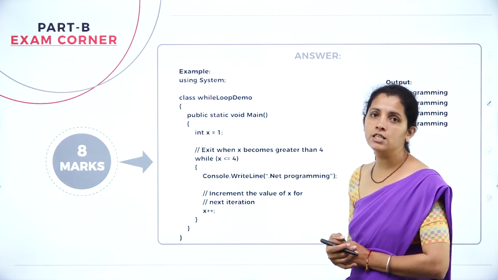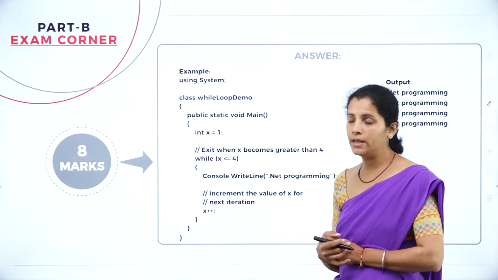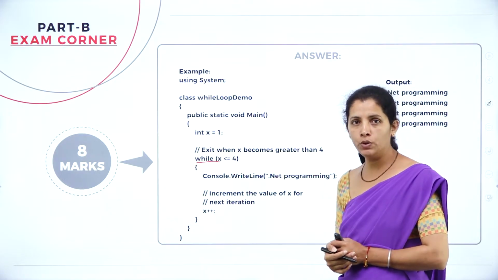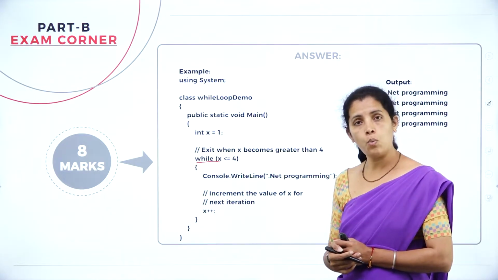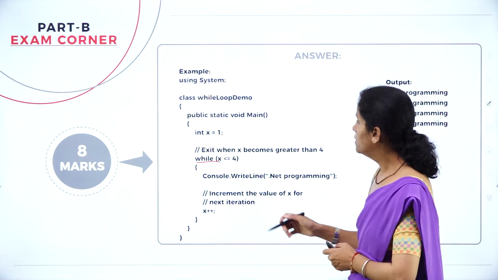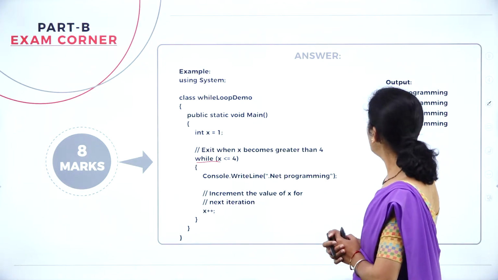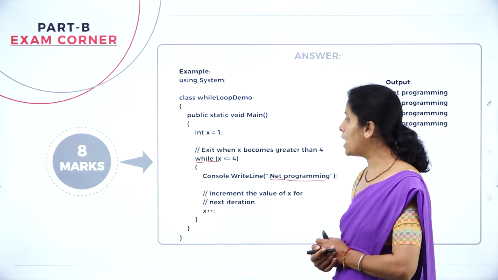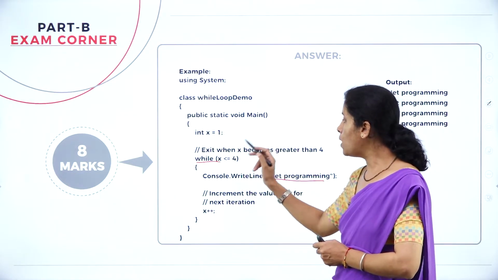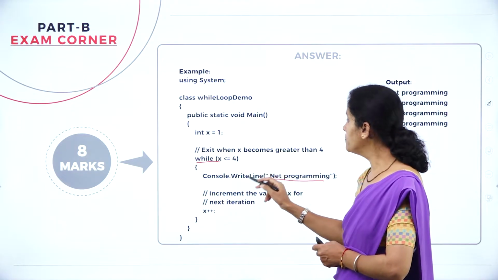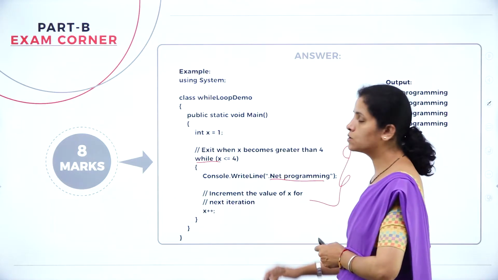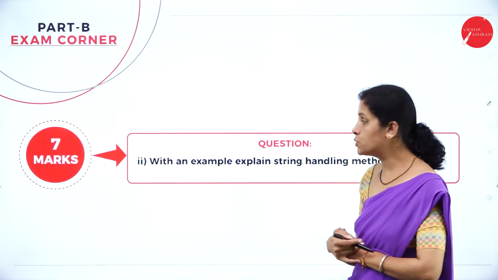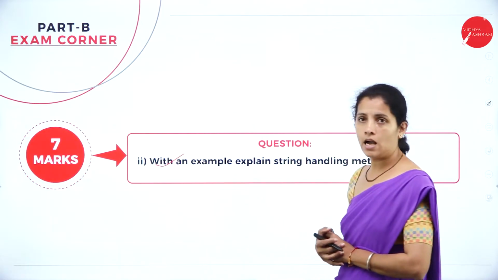So dear student, I just want to illustrate the use of looping. So here I have taken while. It is left to you, you can take do while, or for loop. So what I want to do, I want to print .NET programming 4 times. So while x is 1, 1 less than or equal to 4. How many times I want to repeat this code? 4 times.